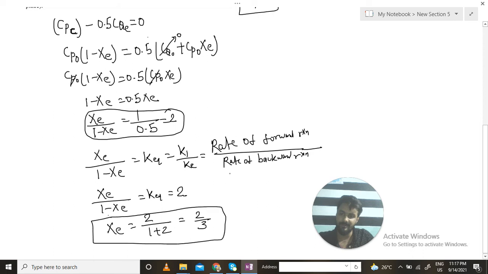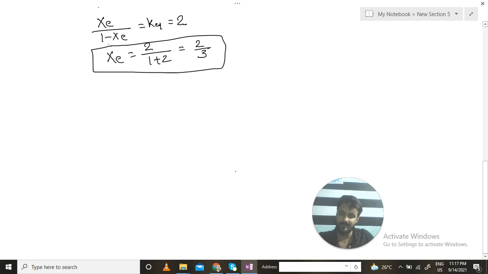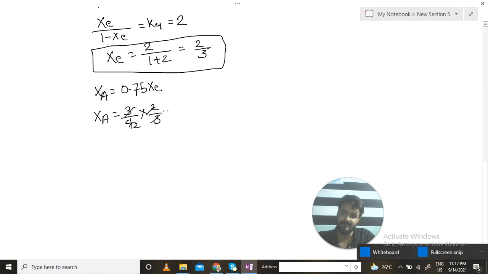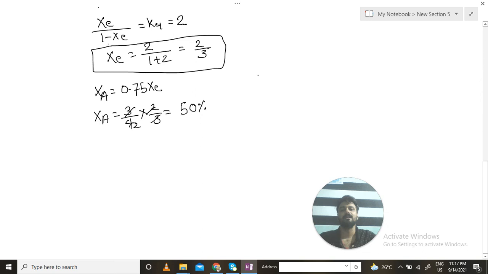Now in the question they are asking that the conversion of reactant, Xa, should be 0.75 of Xe, that is mentioned in the question. So you can calculate Xa is equal to 0.75, we can write 3 by 4 multiplied with 2 by 3. So here it will get cancelled out, and now you can see the conversion will be equal to 50%. I mean, you have to calculate the space time of the continuous stirred tank reactor when the reactant is getting 50% converted into the product.